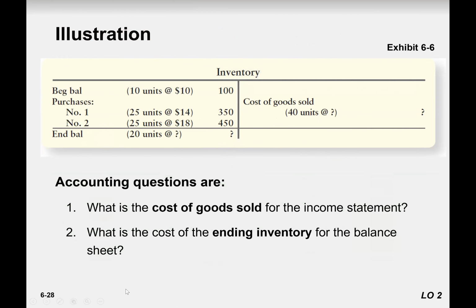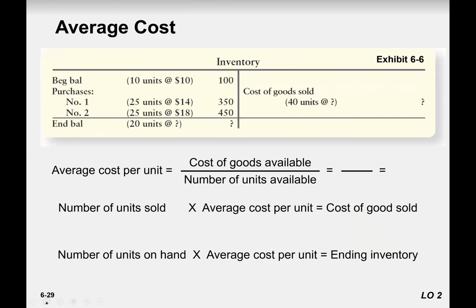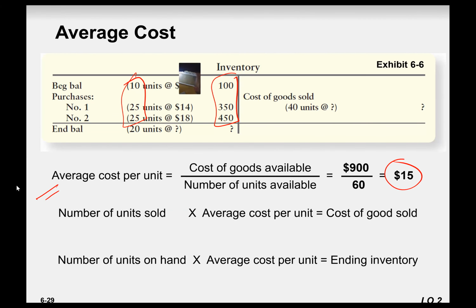Let's see that. So what is the cost of goods sold that will go to the income statement? And what is the ending inventory that goes to the balance sheet? Simple. So average cost is calculated as 900 divided by 60, total cost divided by number of total units. 900 divided by 60 is 15. So how many units were sold? 40. Sorry guys. Wait a second.